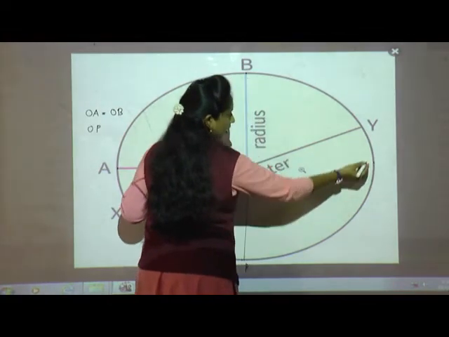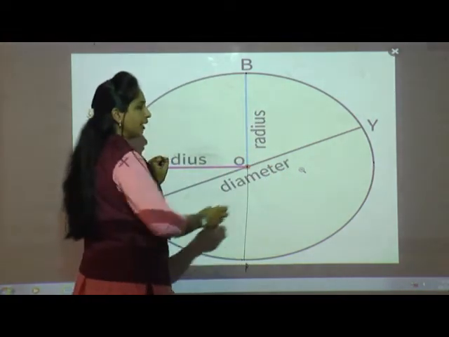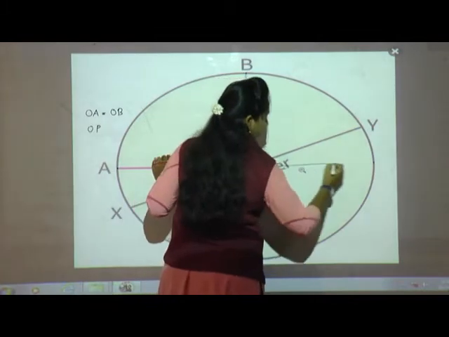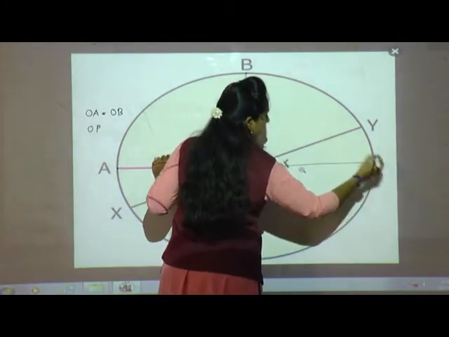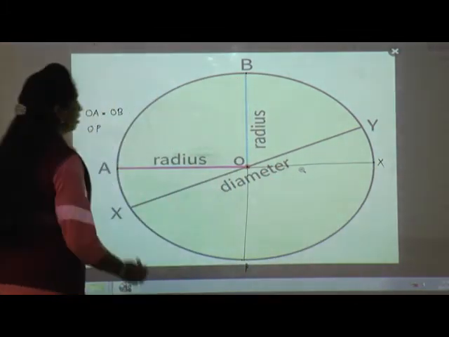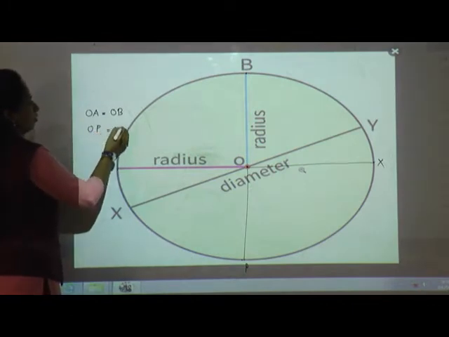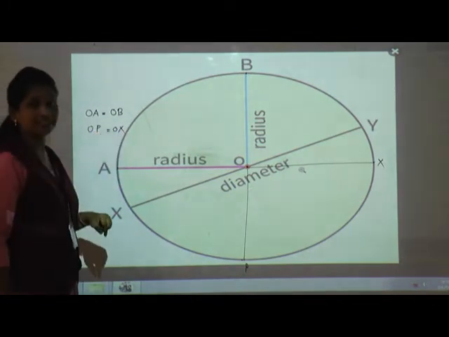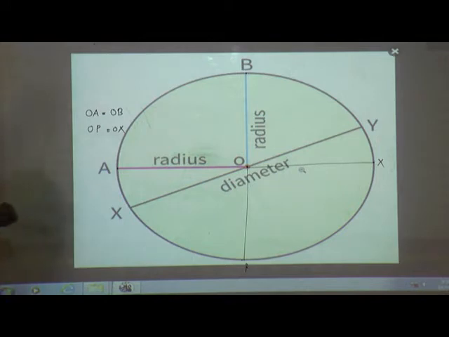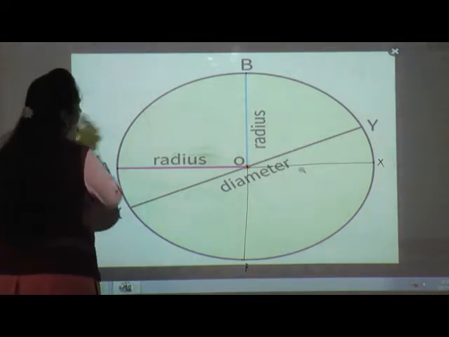See, if my center point is here, and one point on the circle, if I have drawn it here and given the name X, then OX is also a radius of the circle. Got it? Clear? Yes.